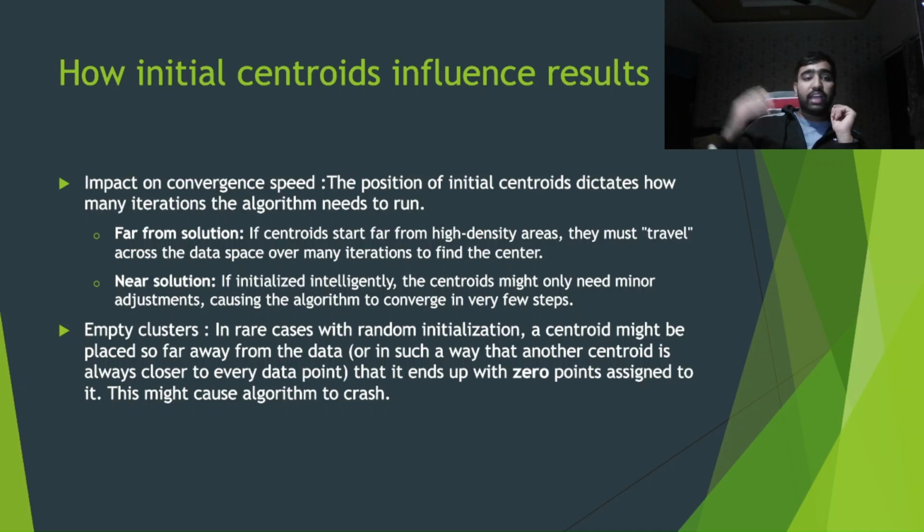So the better our initialization is, the faster the algorithm converges, and the worse our initialization is, the more time it takes to converge. Empty clusters. In rare cases with a random initialization, a centroid might be placed so far away from the data, or in such a way that another centroid is always closer to every other data point, that it ends up with 0 points assigned to it. This might cause the algorithm to crash.